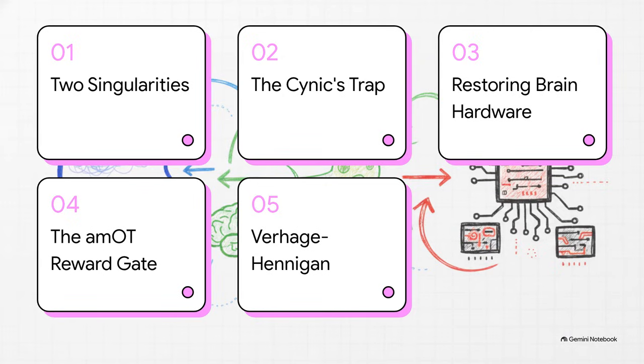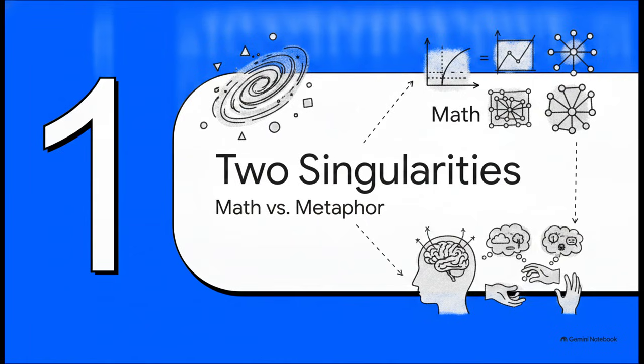Okay, here is our roadmap for today. 1. Defining the two singularities. 2. Bypassing the cynic's trap. 3. Restoring biological brain hardware. 4. The Ammont reward gate. And 5. The Verhaage-Hennigan convergence. Section 1. Defining the two singularities. Literal math versus historical metaphor.